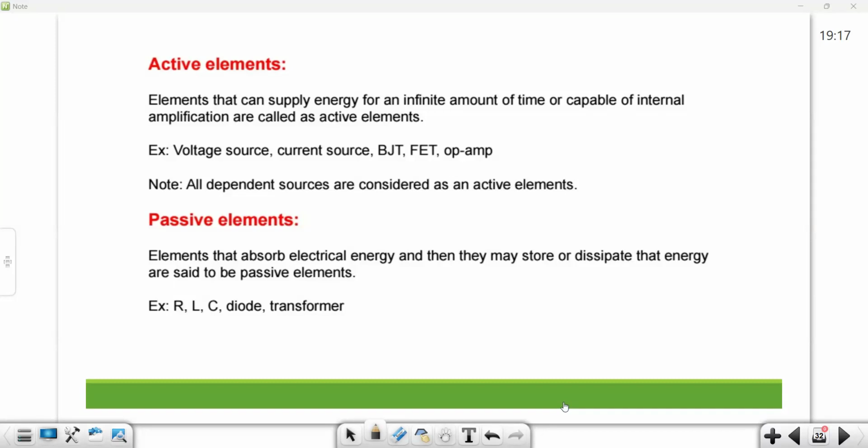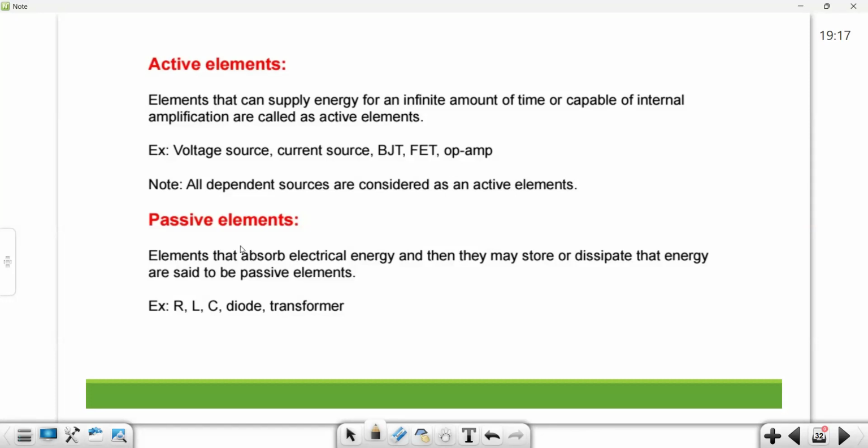It is an element that acts as a supplying source. Active means sources. Fine. You are correct, like a battery. Okay, good.